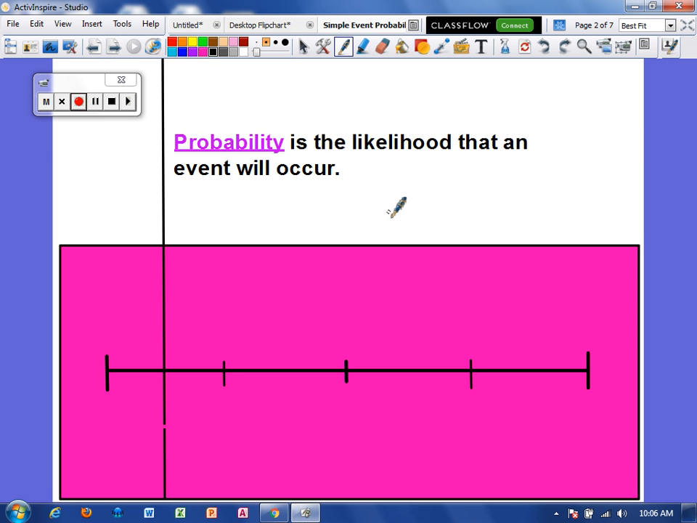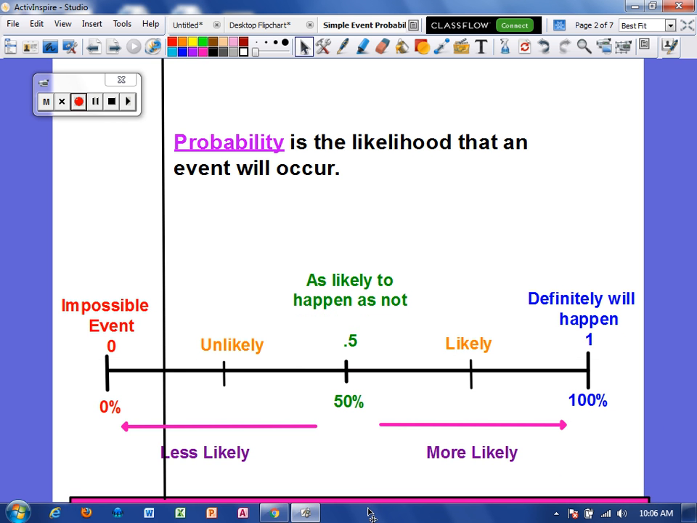Now, probability is the likelihood that an event will occur. We are going to represent probability as fractions, and we are also going to describe probability. Now, if something cannot happen, if it is impossible, that would be a 0% probability. So something that would be impossible is landing on a 7 if you roll a typical die. There's no number 7 on there. It's impossible. There's a 0% chance that would happen.